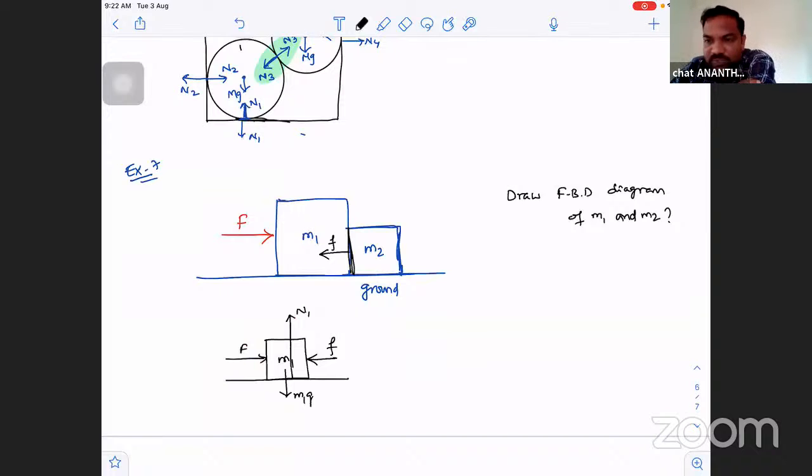So F is the force acting. Then M1 will apply a force on M2 like this. Action-reaction pair: M1 will apply the force on M2, and M2 will apply the force on M1. Again, the ground will apply a force on M1, and M1 will apply a force on the ground, but we are not taking the force acting on the ground because it's a free body diagram of M1. That means we have to take only the forces acting on M1.